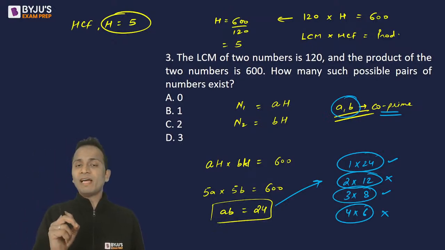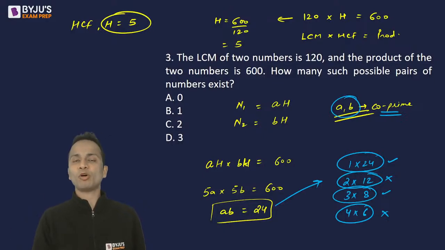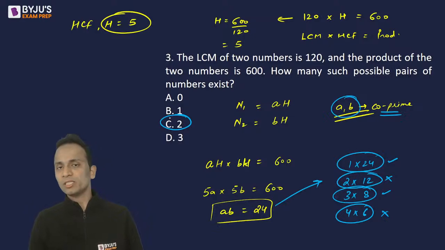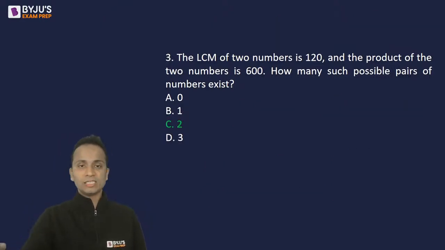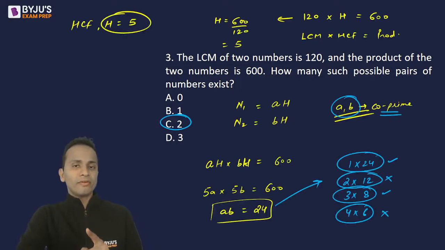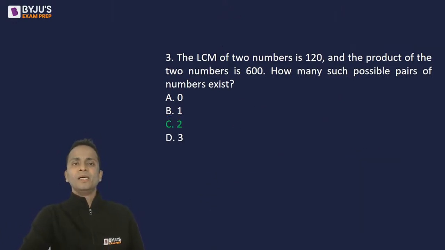So there are two possible values for A and B, and hence there will be two possible values for the numbers. So there will be two possible pairs of numbers that will exist. The correct answer will be option C, that is 2. So Avni, yes, your answer is absolutely correct. The correct answer, option C, two possible pairs of numbers will exist. The only important thing that needs to be considered was that when I write the numbers as the product of HCF, then these variables A and B will be co-prime with respect to each other. Okay. So that was question number 3.